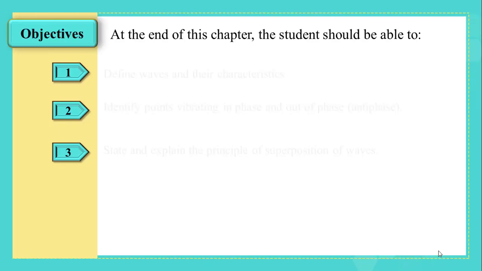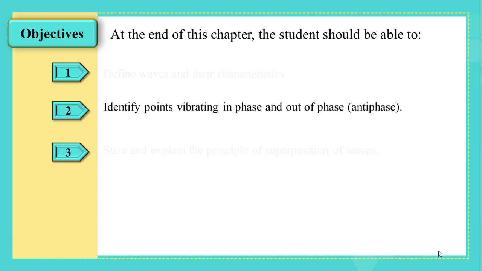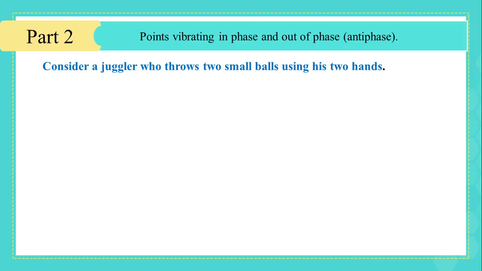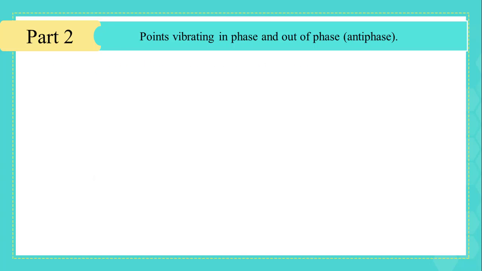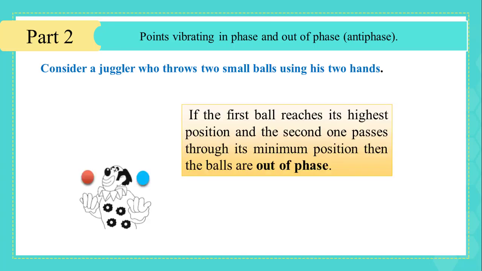At the end of this video, you will be able to identify points vibrating in phase and out of phase or antiphase. Consider a juggler who throws two small balls using his two hands. If the two balls reach their highest points and lowest points simultaneously, then the balls are said to be in phase. In the other case, if the first ball reaches its highest position and the second one passes through its minimum position, then these 2 points are said to be out of phase.